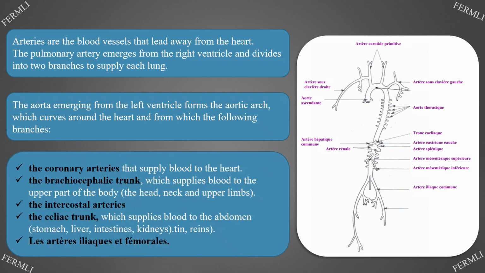The brachiocephalic trunk supplies blood to the upper part of the body, the head, neck and upper limbs. The intercostal arteries, the celiac trunk, which supplies blood to the abdomen, stomach, liver, intestines, kidneys. The iliac and femoral arteries.